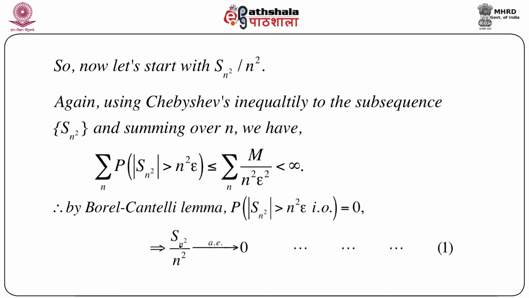So by the Borel-Cantelli lemma we can immediately say that probability modulus of S suffix n square is greater than n square epsilon infinitely often is equal to 0. This is the direct consequence of the Borel-Cantelli lemma. So immediately we can say that S suffix n square by n square converges to 0 almost everywhere. But remember one thing, we have to prove Sn by n, not Sn square by n square, but we have already proved this for Sn square by n square. Let's call this equation 1.